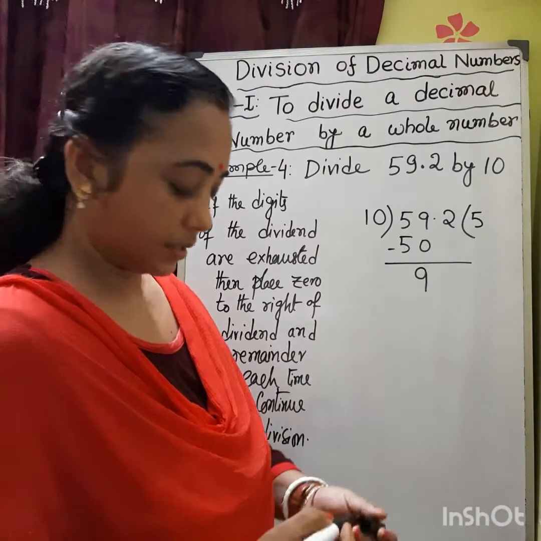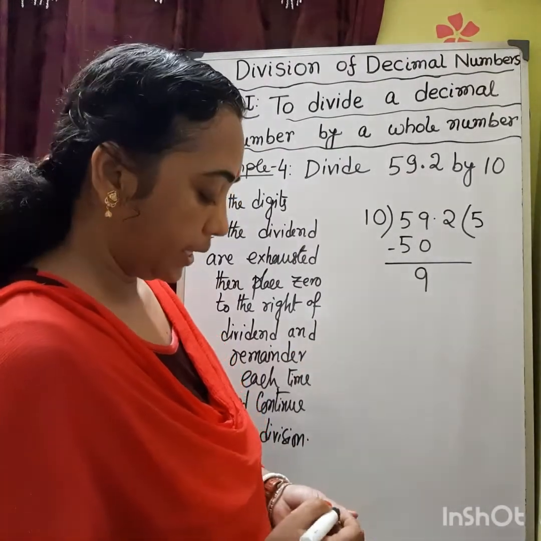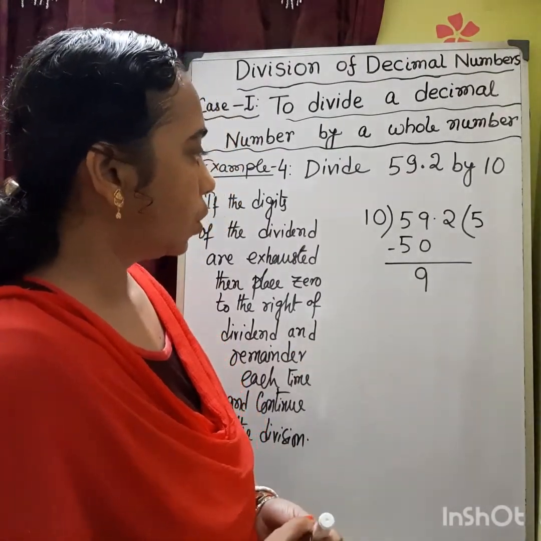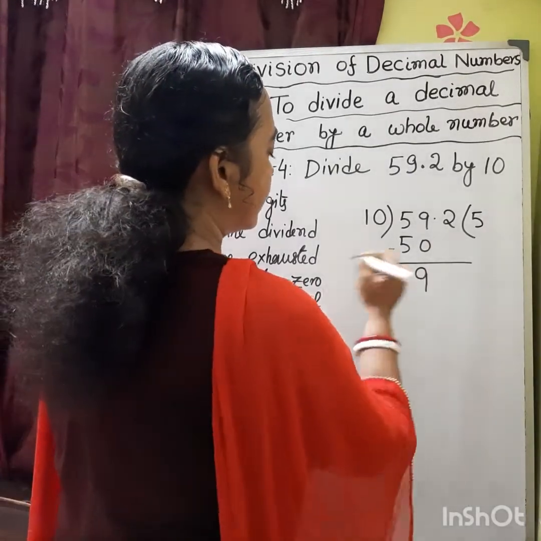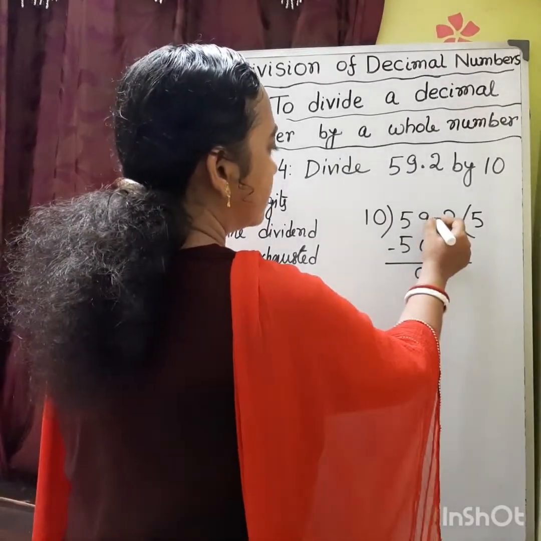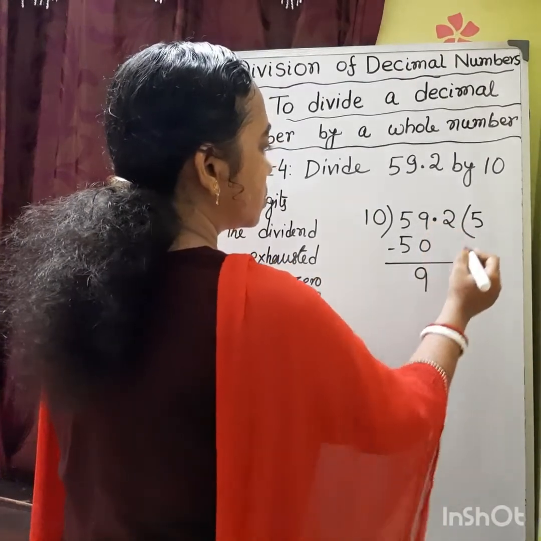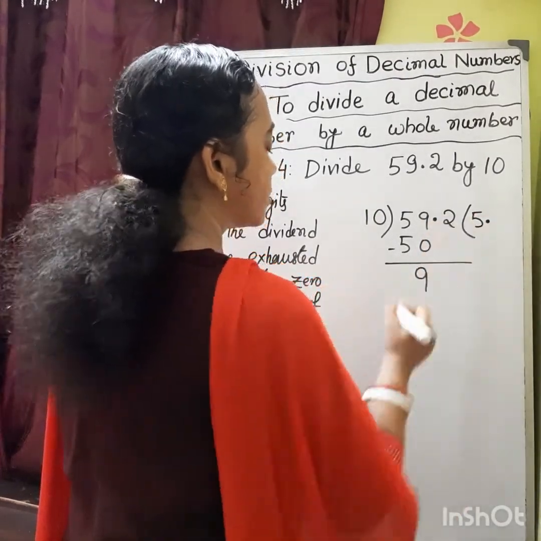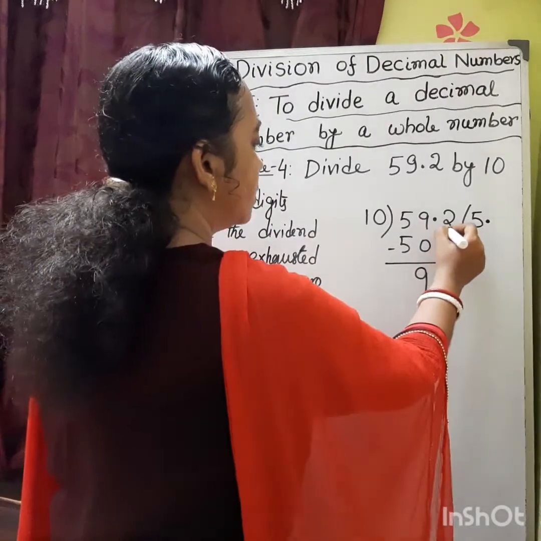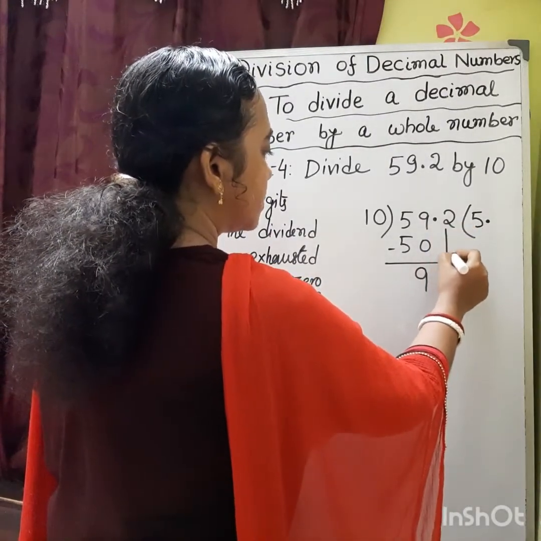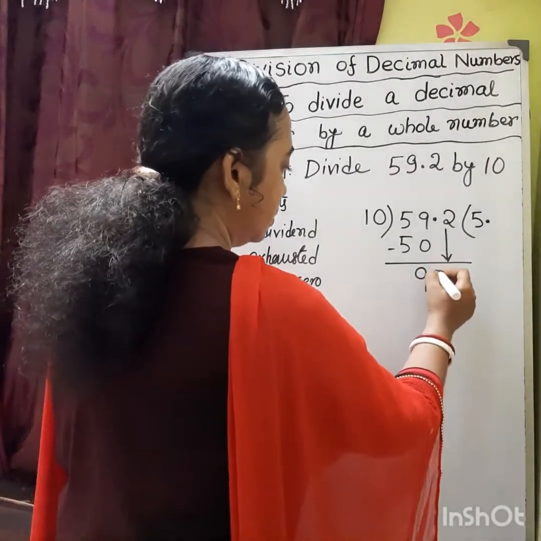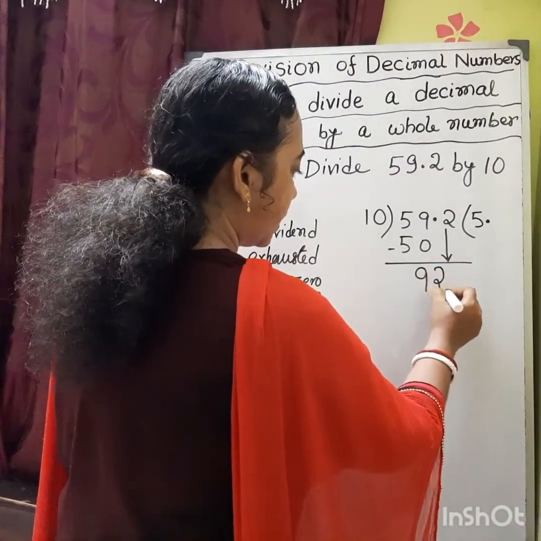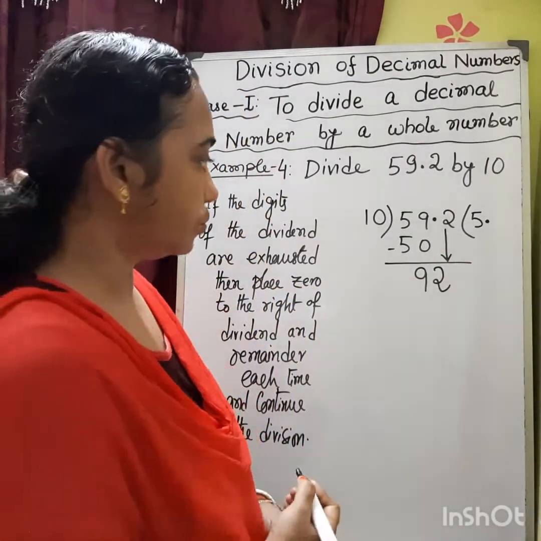But after this 9, no digit is left in the whole number part, as 9 is less than 10. So now after that, one decimal point is there. So we put the decimal point in the quotient. Now we bring down the next digit, that is 2, which is in the tenths place. So we bring down the digit 2 in the decimal part. So we get here 92.